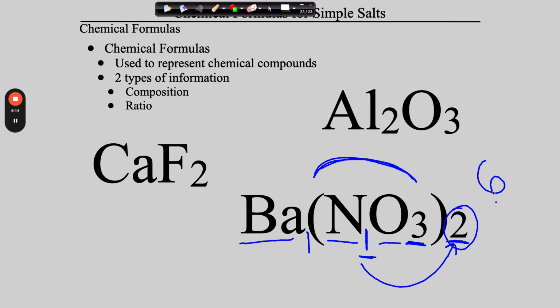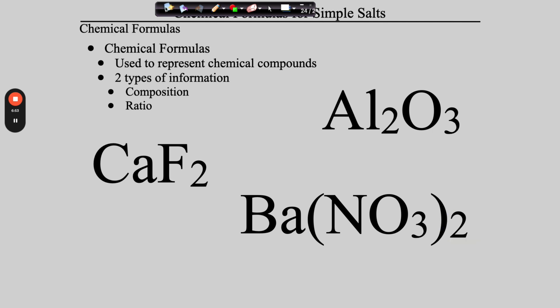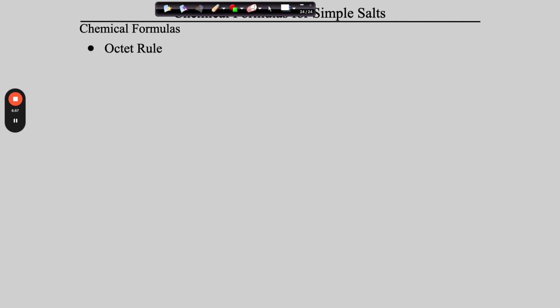Again, these are chemical formulas. What you're going to learn to do today is write these chemical formulas for simple salts. Now, in order to do that, we need to come back to a familiar friend. We've talked in the past about something called the octet rule. And guys, I really think you don't need to write this down. The octet rule is simply the rule that says atoms want a full shell of 8.